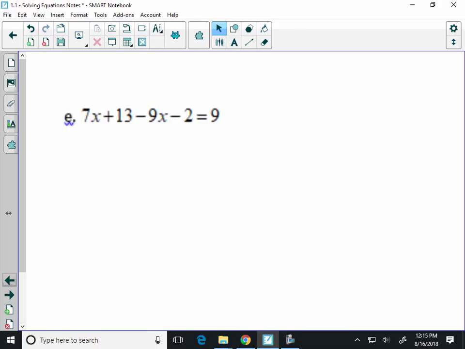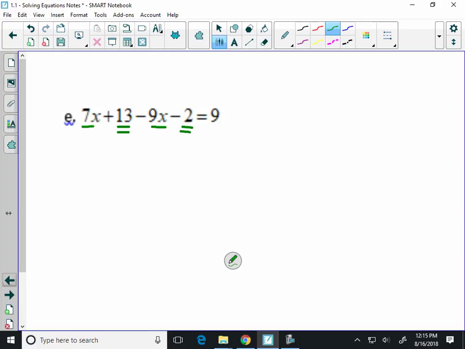Again, what do we have to do before we do anything else in this problem when we're solving? Gotta combine the like terms. Very good. Gotta combine those like terms. So we can combine anything that has an x together that's on the same side, and combine anything that doesn't have an x on the same side together. Okay, when we do that, keep the signs the same.